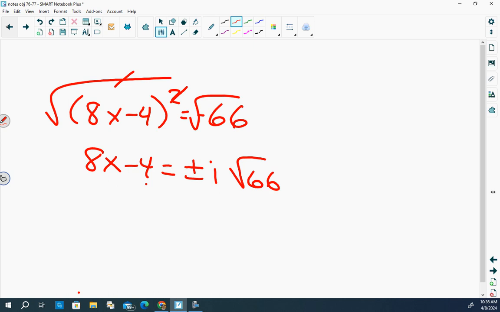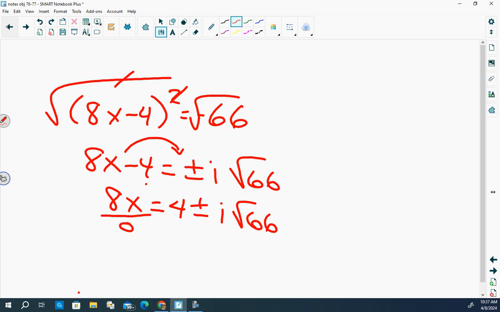When I move this to the other side, I can't combine it with that because they're not like terms, and we're adding and subtracting. So when this moves over, you're really just sticking it in front of that. So it's 8x equals, but it's not a negative 4, it's going to be a positive 4, plus or minus I rad 66. What is my last step? To get x over 8. Divide by 8. So when we divide by 8 on this side, you have to divide by 8 on that side, and you just leave it.